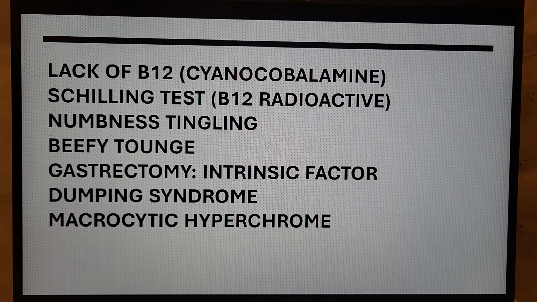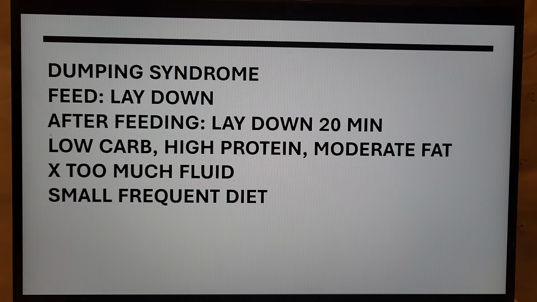And they also will have dumping syndrome, right? And what is dumping syndrome? In dumping syndrome, their pouch is small, or maybe they don't have the stomach at all. So if they stand up when they eat, the food will go down and they will have diarrhea, right? So that's why dumping syndrome is always on the test. Make sure you know this.